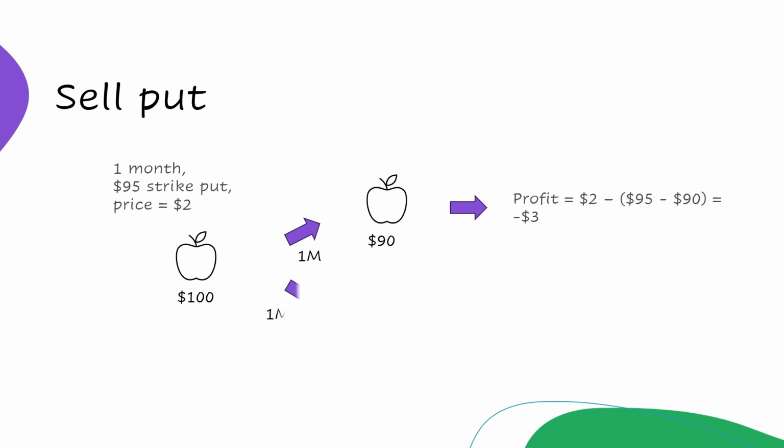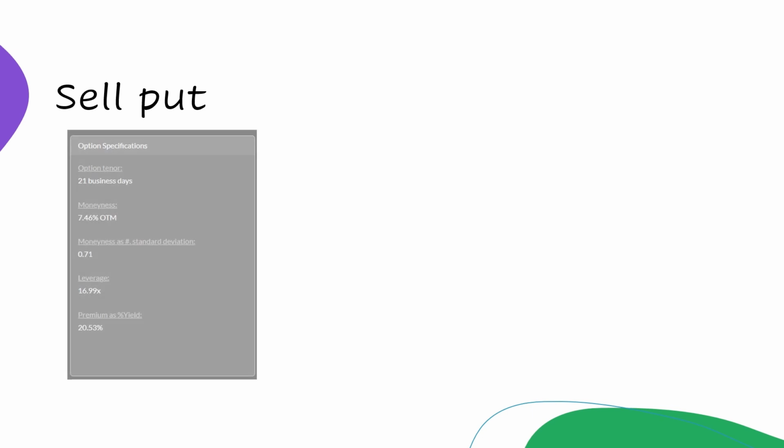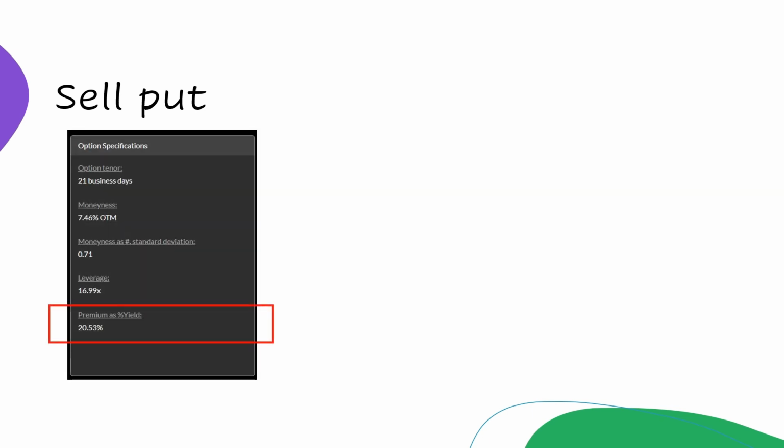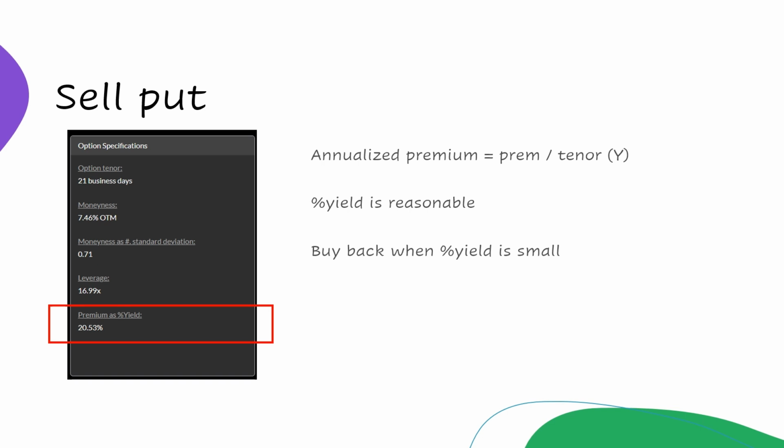If Apple goes up to $110 after 1 month, then the profit for the trader will be simply the $2 premium received at the beginning. Similar to selling call, the key of selling put is to estimate the put premiums as percentage yield, and use this percentage yield to compare put options across different tenors and strikes and select the ones which are reasonable to sell. Strike price is an important element here, because it is the price that traders pay to buy the underlying if the put expires in the money.